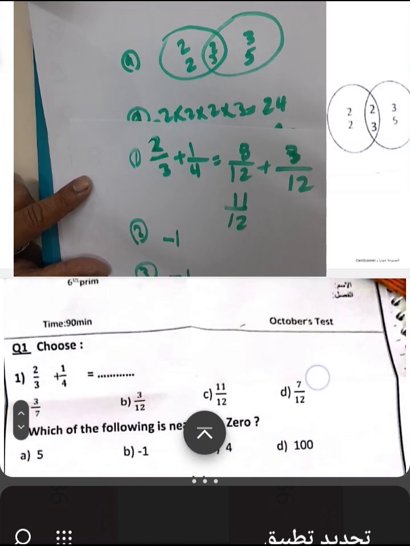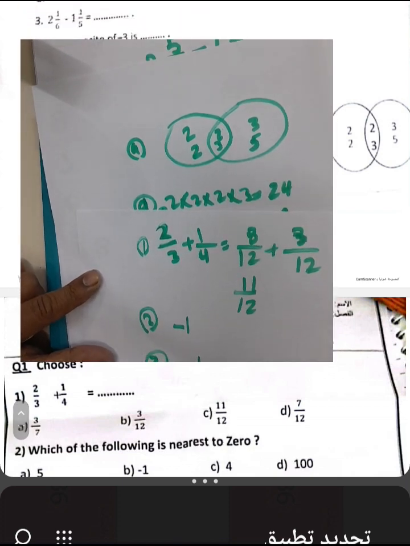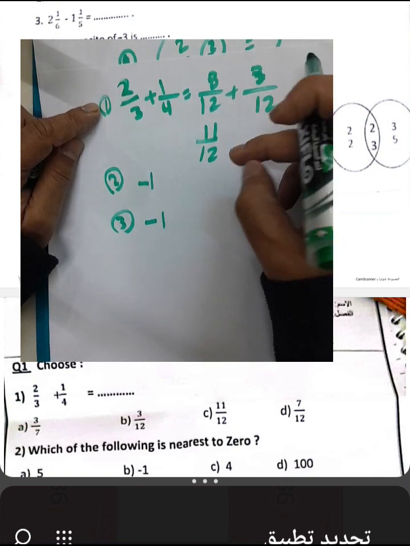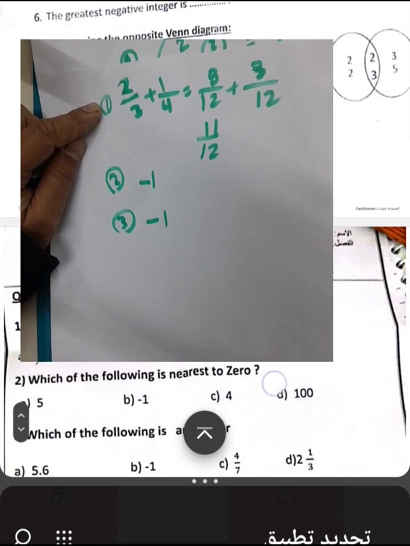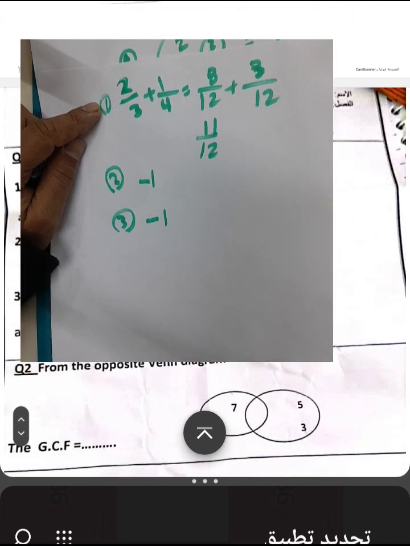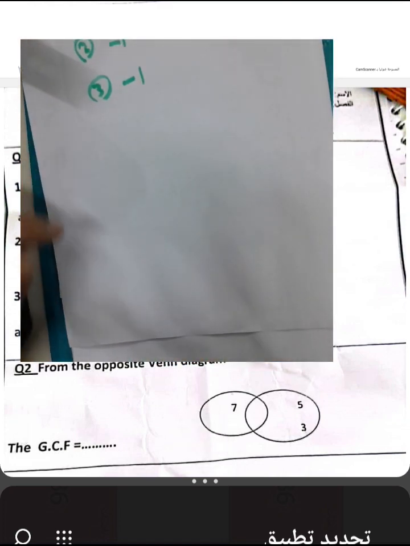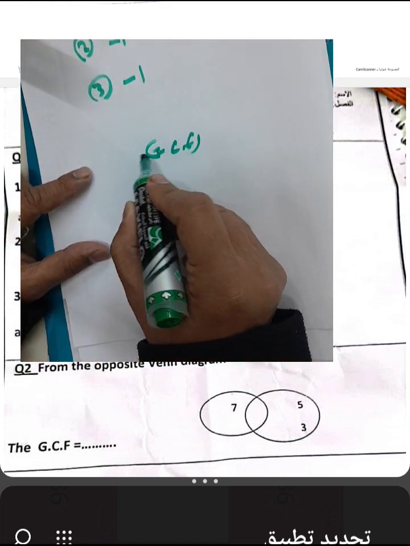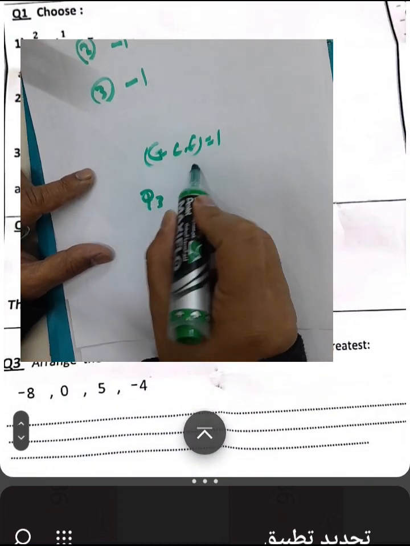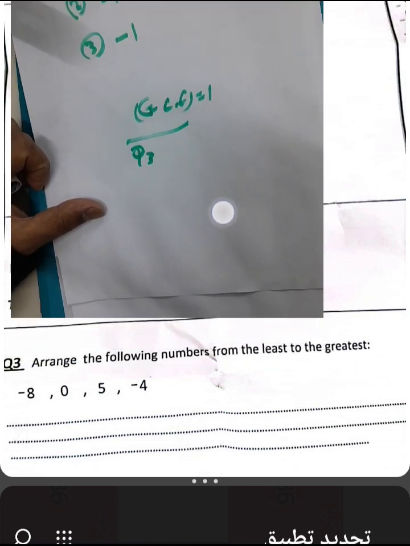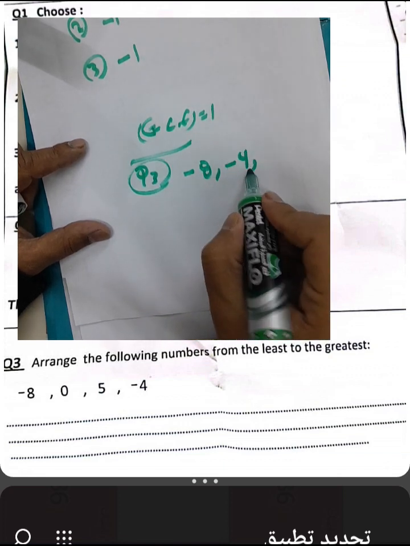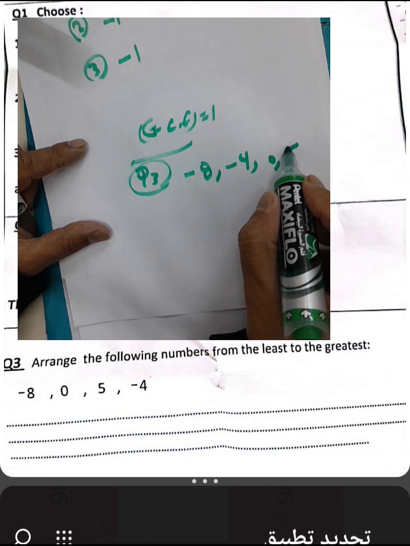Again, fractions here, 11 over 12, and the next one negative 1, and the next one negative 1. From the Venn diagram, find the greatest common factor. We can find the greatest common factor between them, it will be 1. This part is empty. Last question. Arrange all the numbers from least to greatest, ascending order. Write negative 8, negative 4, 0, and the last one 5.